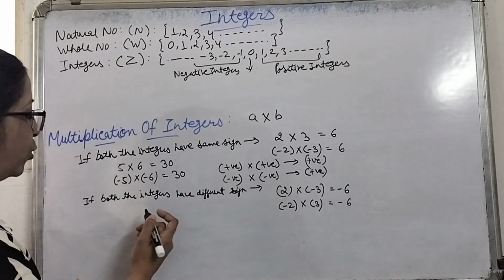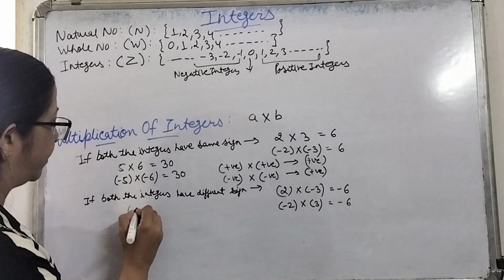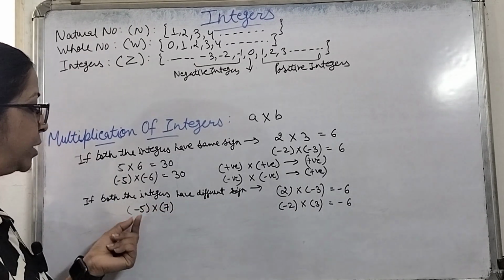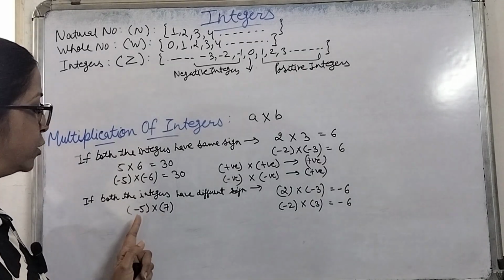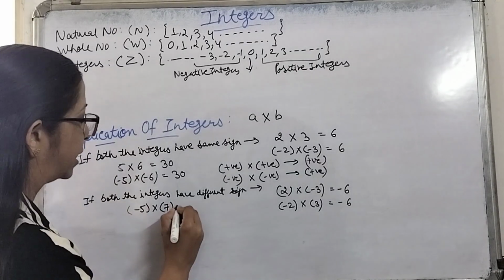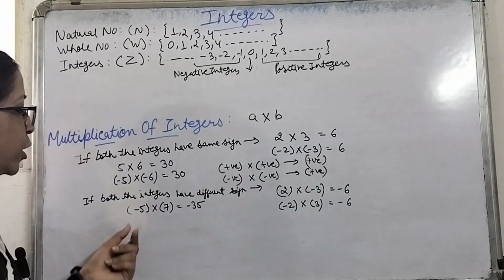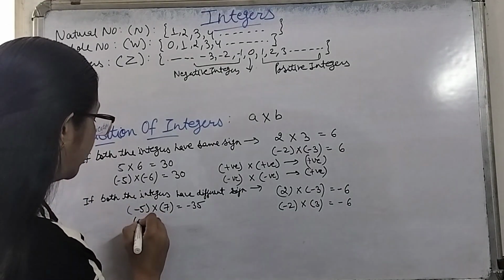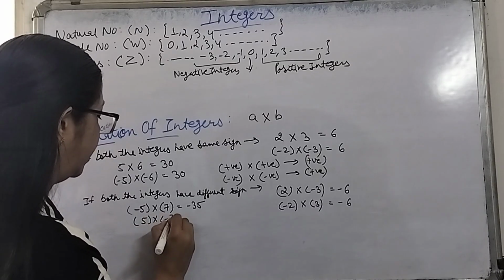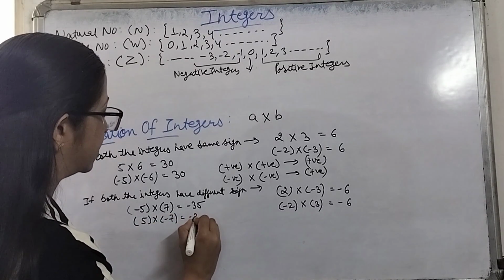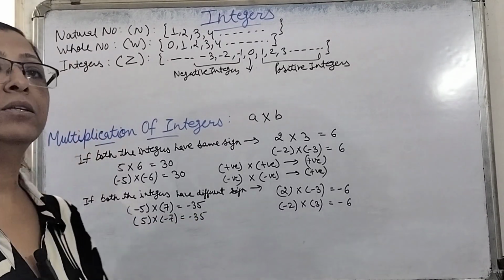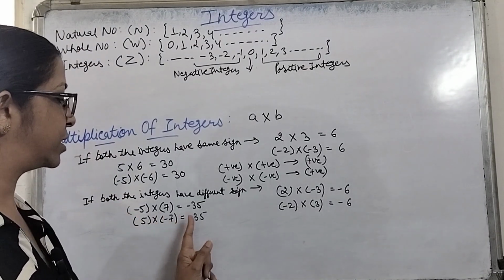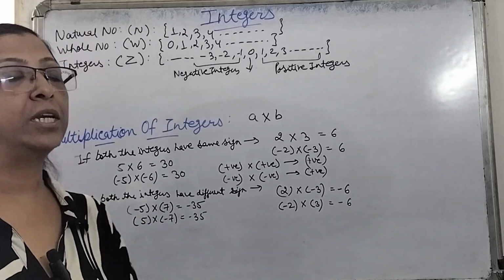Similarly, we will be taking one more example. Say minus of 5 multiplied by say 7. Here one of the numbers is negative, another number is positive. So 5 7s are 35 and the answer will be minus of 35 because one of the numbers is positive and another number is negative. If we are going to multiply 5 by -7, then also the product will be minus of 35 because 5 7s are 35 and one number is positive and one number is negative, so the final answer will be negative only.